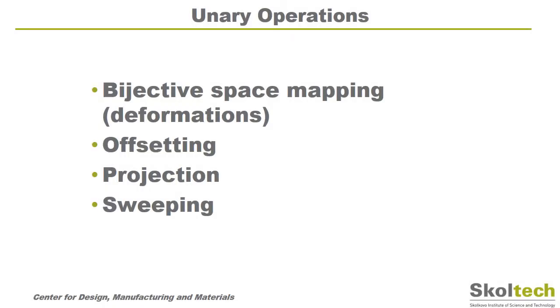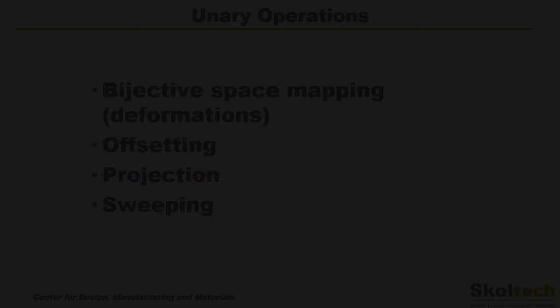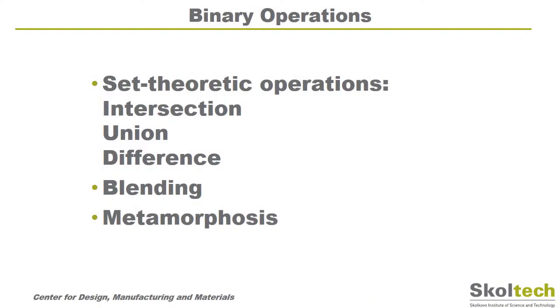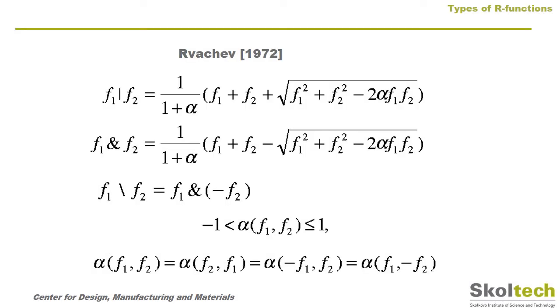Function representation, or FRep, contains such unary operations as deformations, offsetting, projection, and sweeping. Here you can see an example of a sweeping operation. The binary operations in FRep are the following: set-theoretic operations, blending, and metamorphosis. The special types of R-functions are used for the set-theoretic operations in function representation. Such functions allow you to get a smooth result of combining primitives without unwanted artifacts, as when using min-max operations.